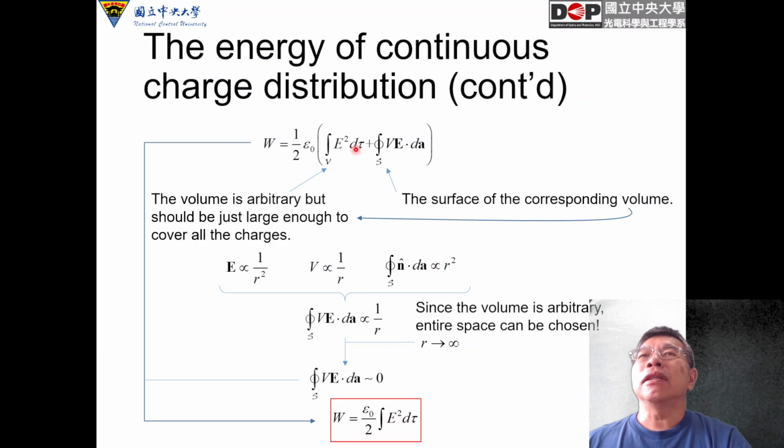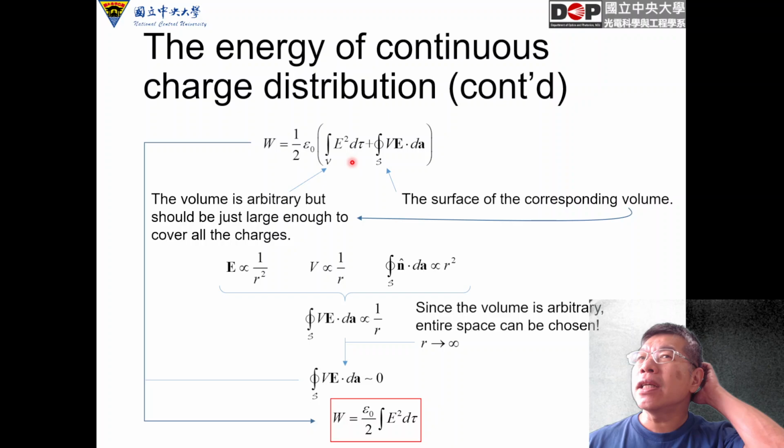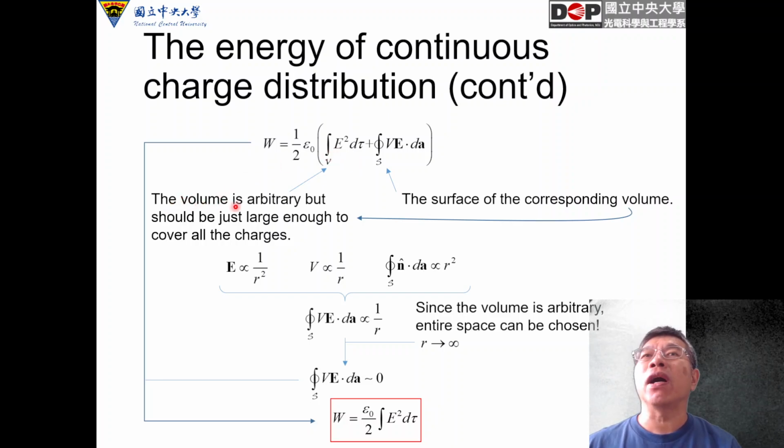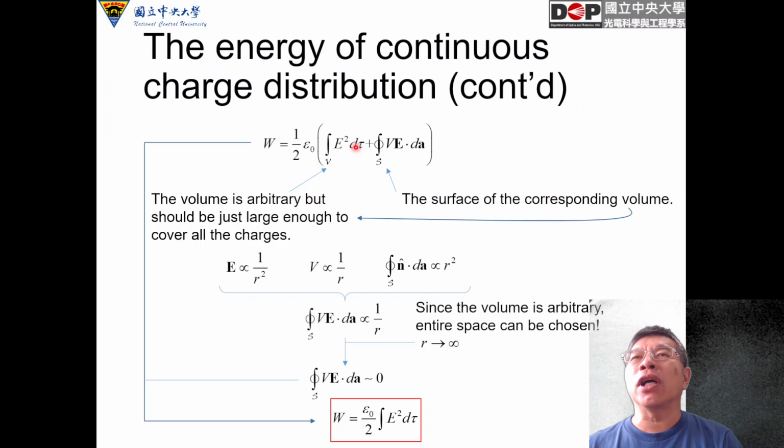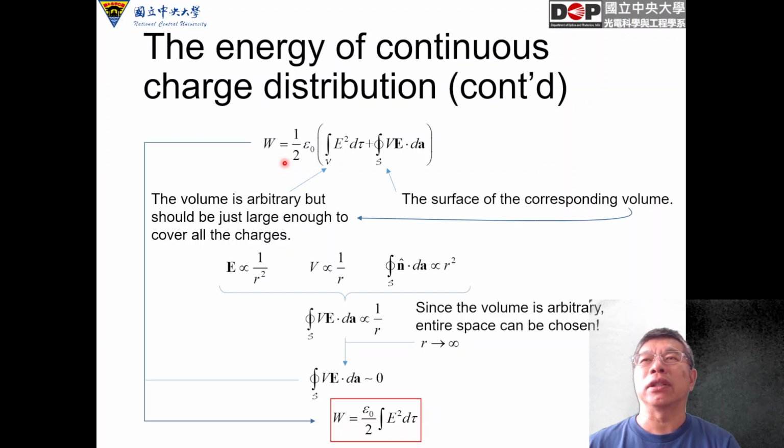So the thing is, this first term corresponds to the volume where we have the charge. Not just the charge over all the charge, but actually it can be considered over the entire space. So the integration of the electric field squared through the entire space is equivalent to the work done by assembling the charge into a certain configuration.